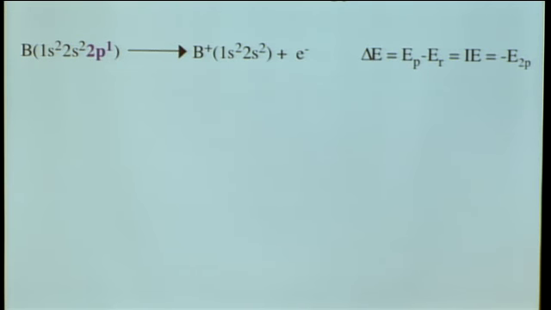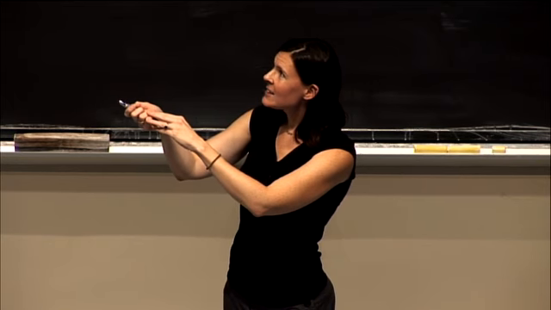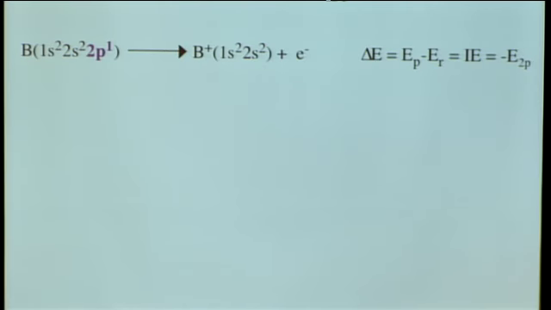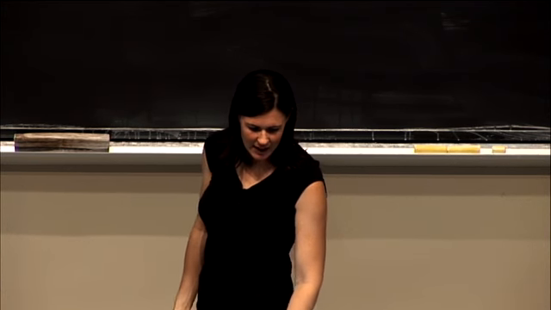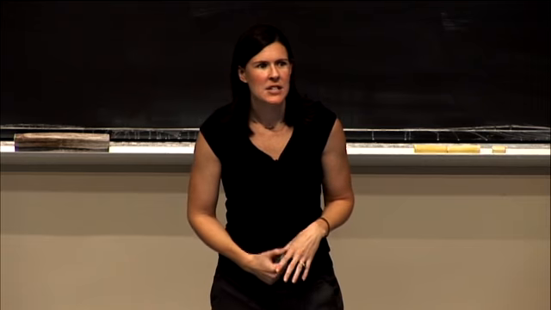And what we say is the delta energy, or the change in energy, is the same thing as saying the energy of the products minus the energy of our reactant here. And we just call that the ionization energy. That's how much energy we have to put into the system to eject an electron. And again, this is just the negative of the binding energy when we're talking about the 2p orbital. So this is first ionization energy. Let's think about second ionization energy.